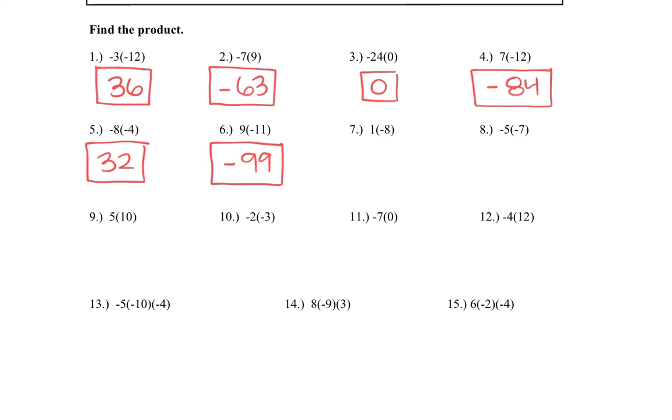Number 7, we have another one with different signs, and so my answer is negative. Number 8, we have the same sign, so the answer is positive. So a lot of people, once they get the hang of it, actually think that multiplication and division is a little bit easier than addition and subtraction because the rules are a little bit more straightforward on these.